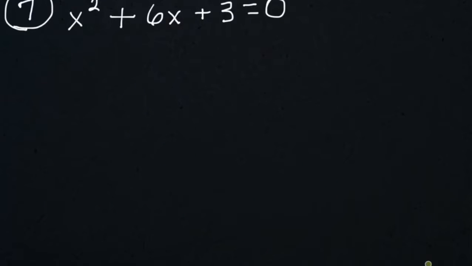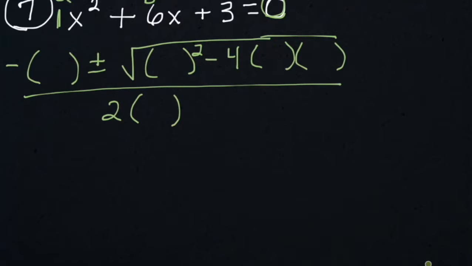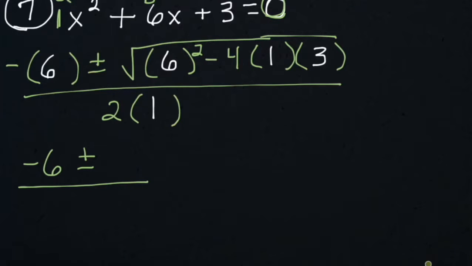Number 7. Is my quadratic equal to 0? Yes. Now label A, B, and C. Now write down the formula. Plug in A, B, and C. B is 6. A is 1. C is 3. Now we can simplify it. Okay, negative 6 plus or minus, the denominator would just be a 2. But what goes under the radical? So I have 36 minus 4 times 3. 4 times 3 is 12. 36 minus 12 is 24.